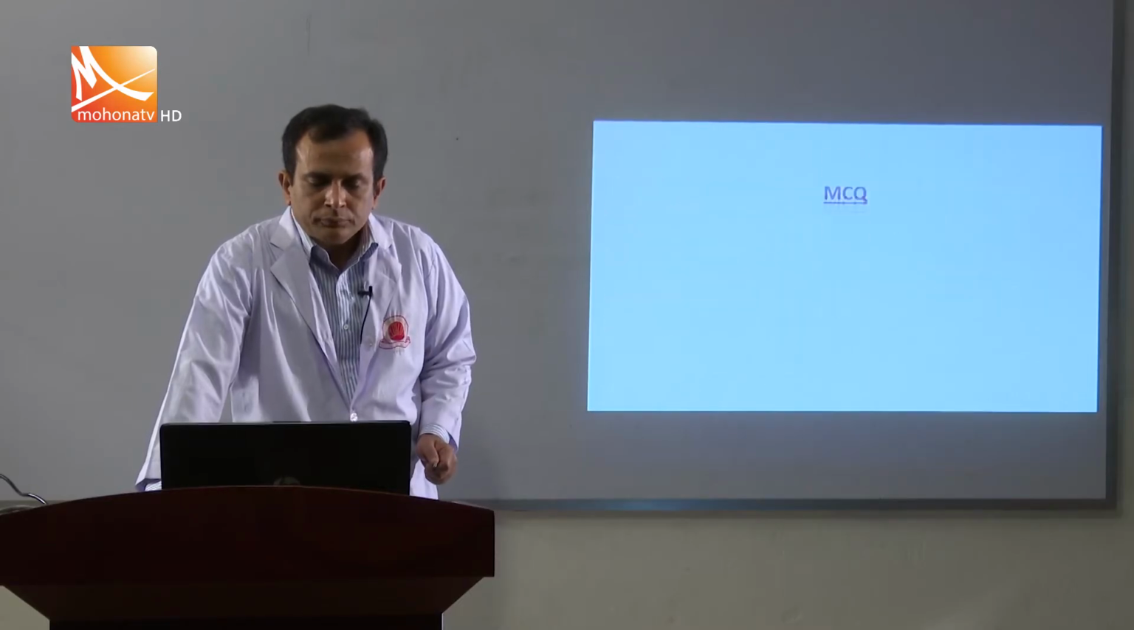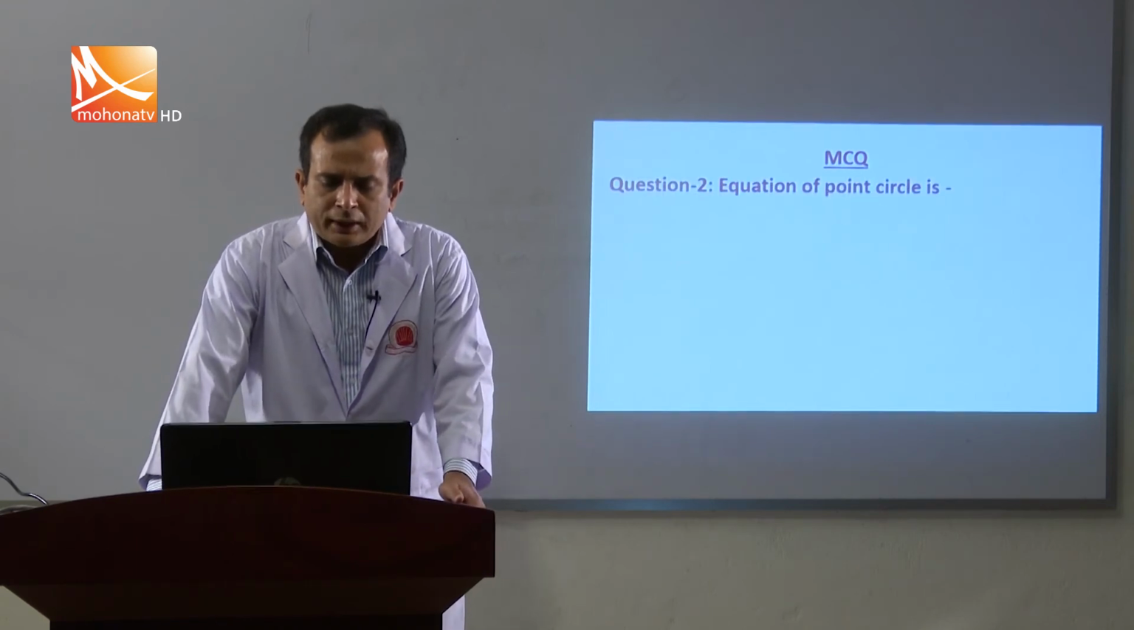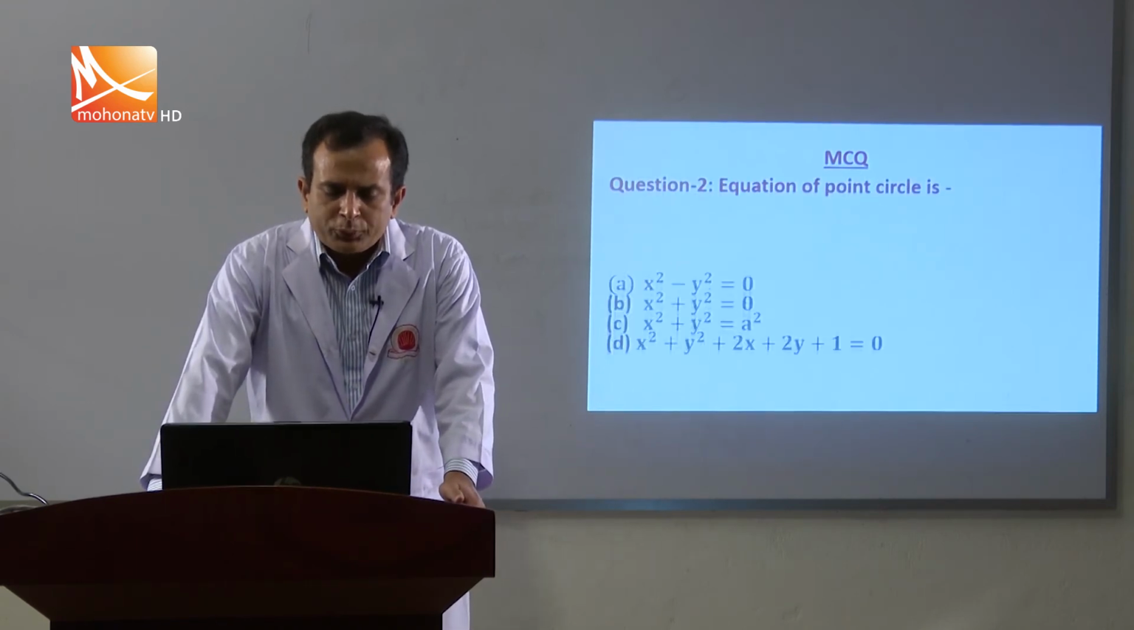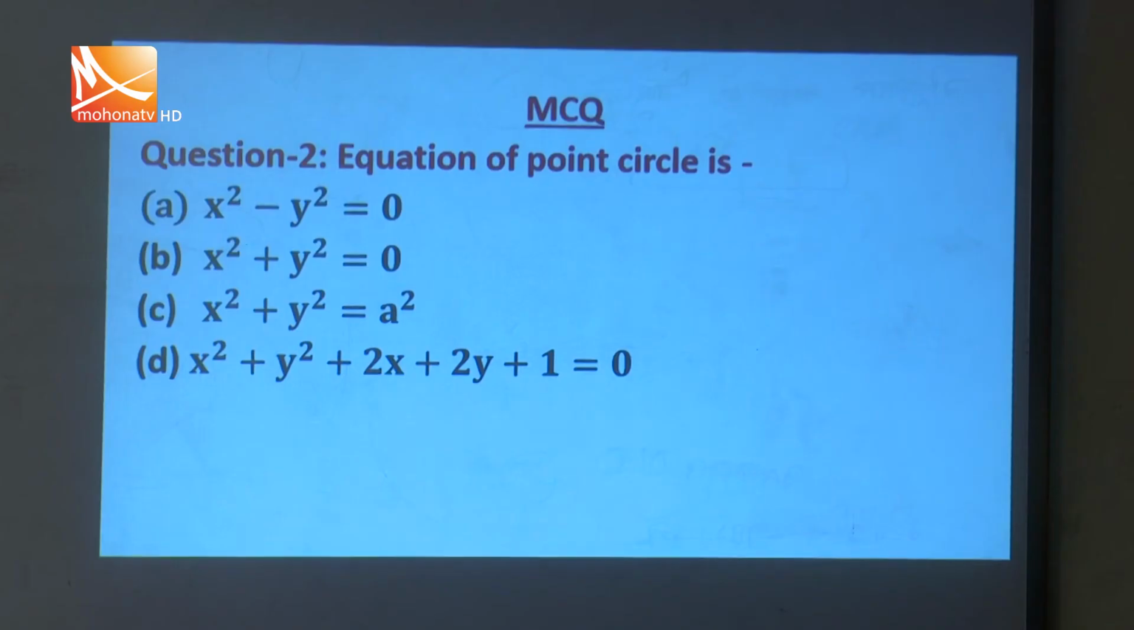Okay. Another MCQ question: equation of a point circle. You just see that there are 4 options. Number 1, x square minus y square equals 0. The second option, x square plus y square equals 0.